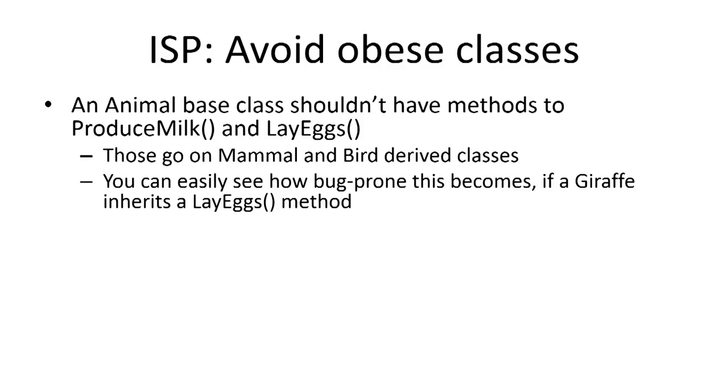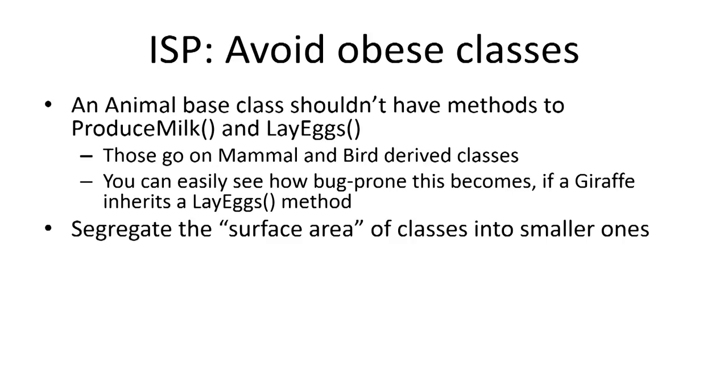But basically, the idea here is if you have a base class, again, let's use animal as our example, then that base class should not have methods like produce milk and lay eggs. The produce milk method should go on the derived type mammal. The lay eggs method should go on the derived type bird. And you could see how, if we did have a base type that had both produce milk and lay eggs, that it becomes bug prone. The giraffe type inherits from animal, and then it overrides the virtual lay eggs method, and now you have a giraffe that can lay eggs, and it just all becomes bad.